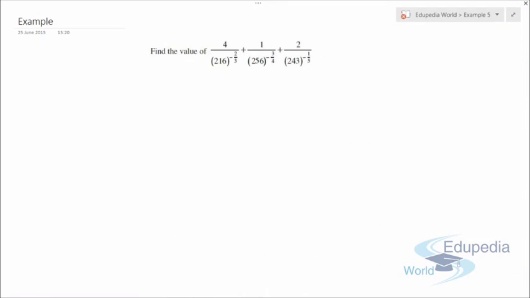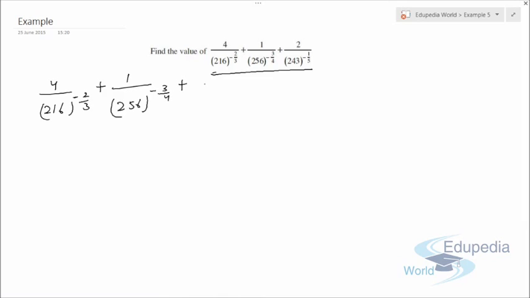Now the next question is, we have to find the value of this complete part, or you can say we have to simplify the number. Again, first we'll write the number. The number is 4 upon 216 raised to power minus 2 by 3 plus 1 upon 256 raised to power minus 3 by 4 plus 2 upon 243 raised to power minus 1 by 5.